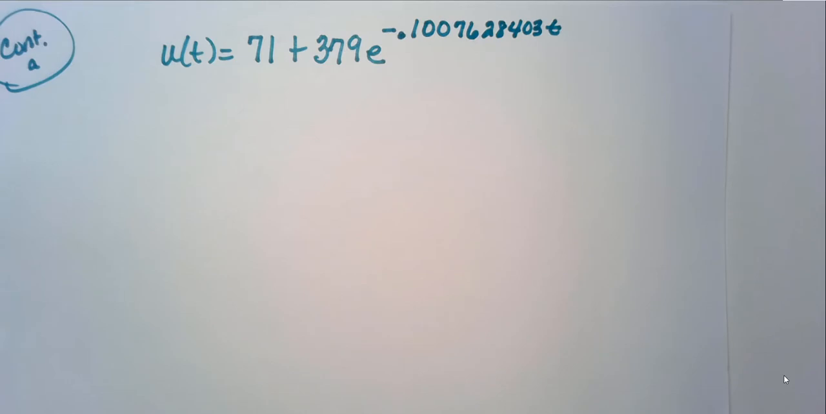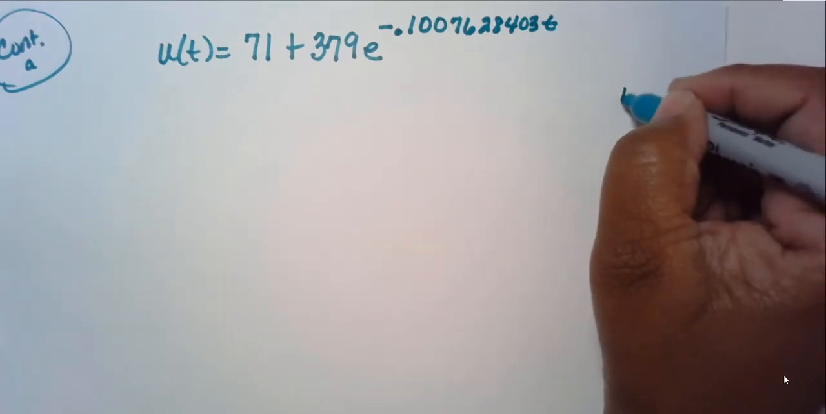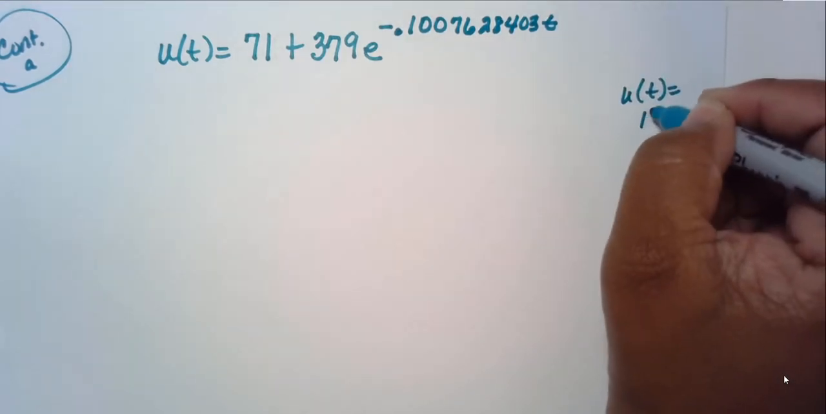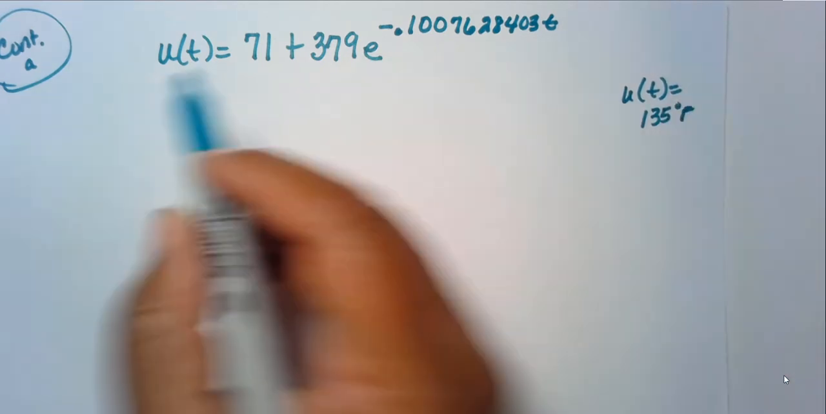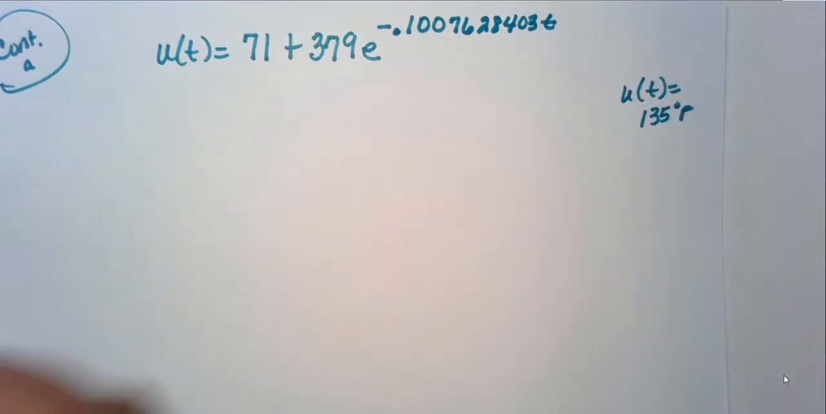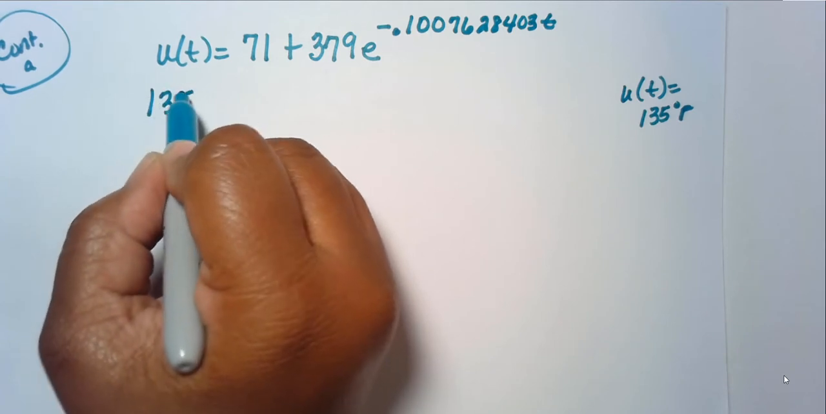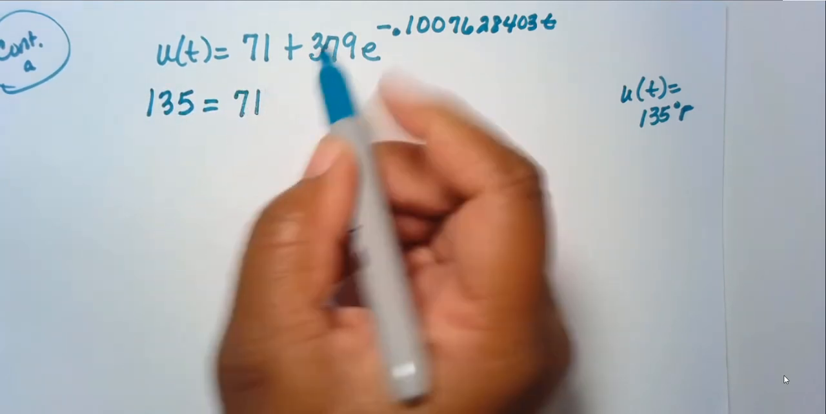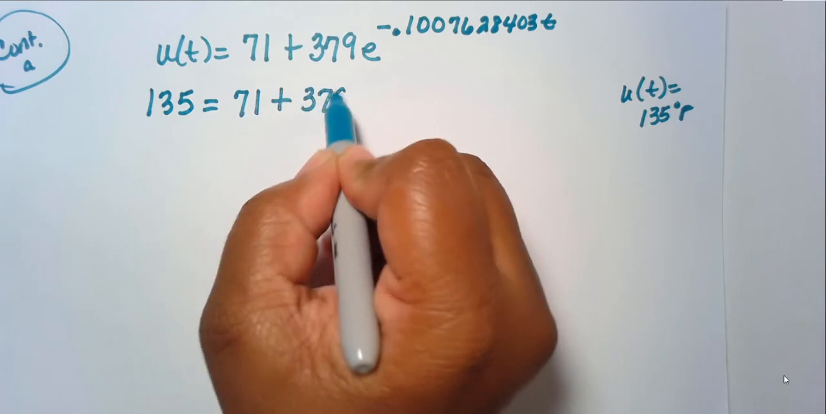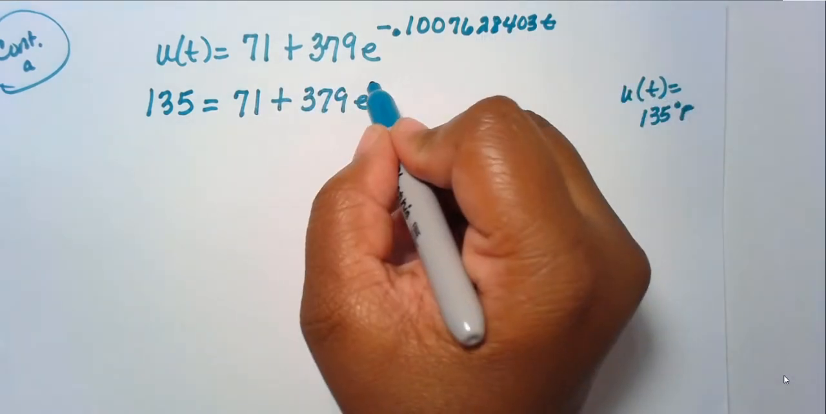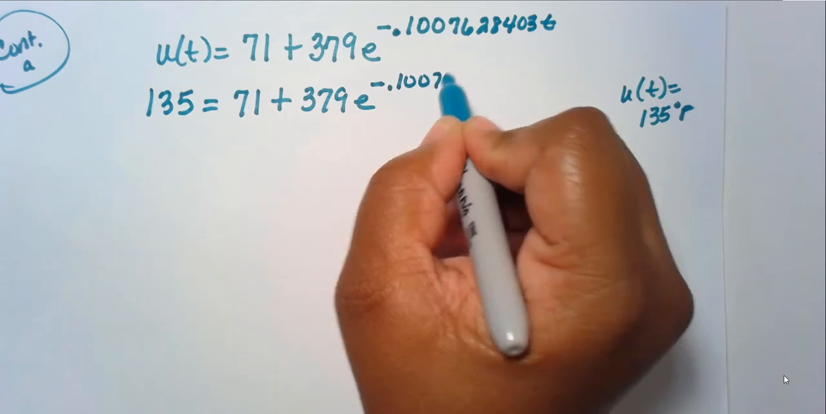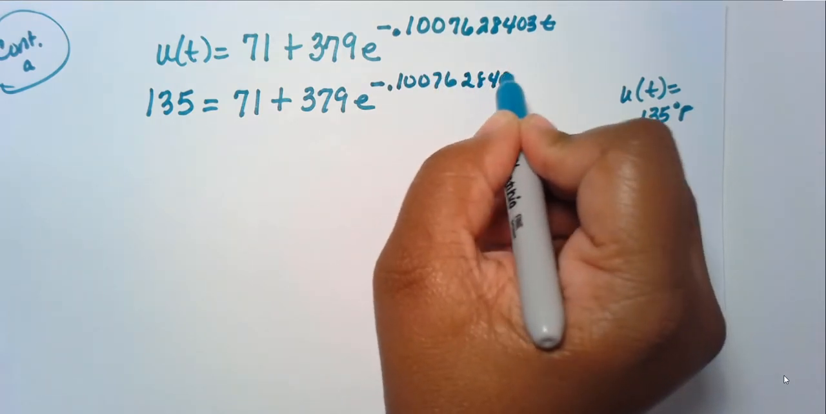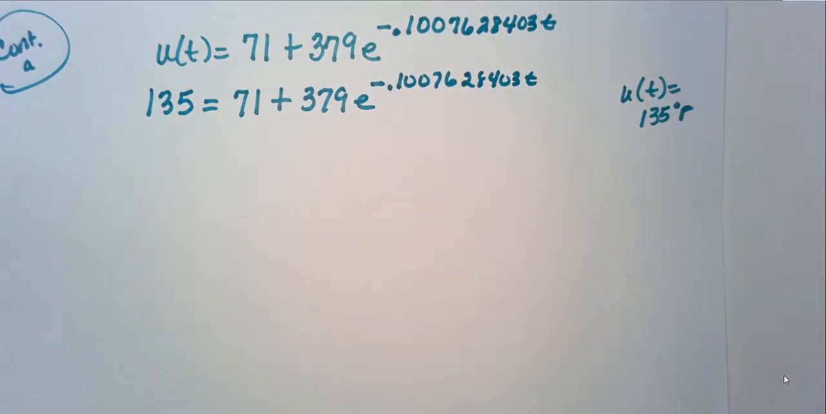Okay, so let's go back to the question again. At what time is the temperature of the pan 135 degrees Fahrenheit? So we're going to substitute 135 degrees Fahrenheit in for U of T. So we have 135 equals our right hand side. I'm not going to repeat that.